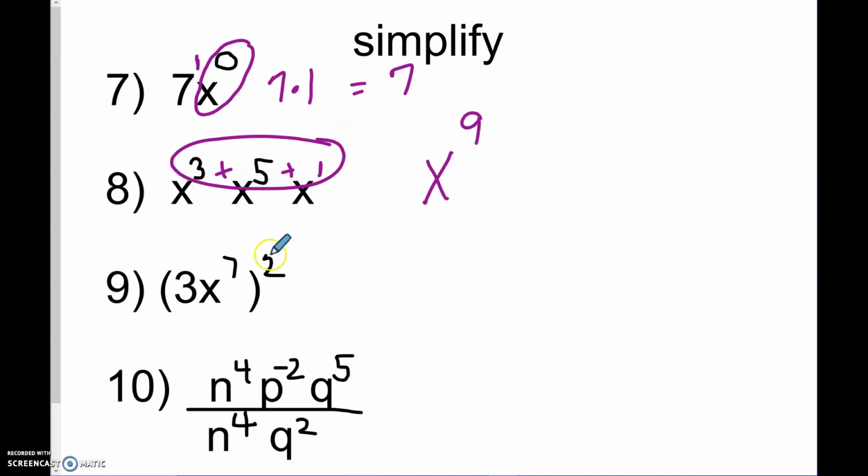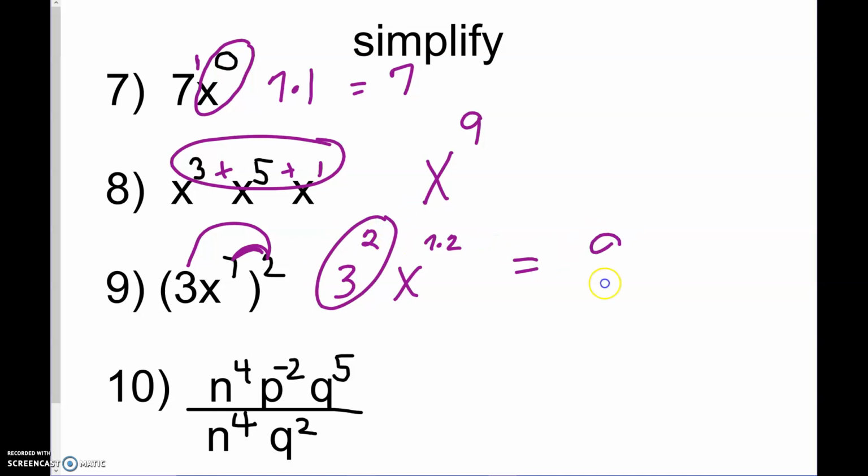Number 9, please remember to bring this exponent into everything. So we're going to have 3 to the 2nd, then you have to bring this 2 into the x. So remember, we're going to multiply these exponents. So now 3 squared is 9, and we have x to the 14th. So if you go right to the answer, that's okay.